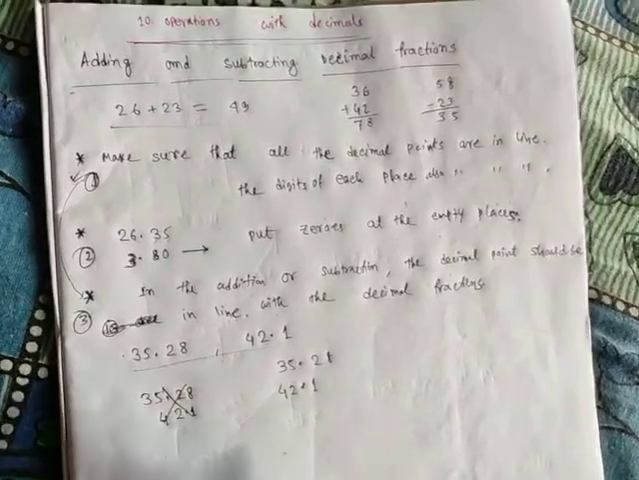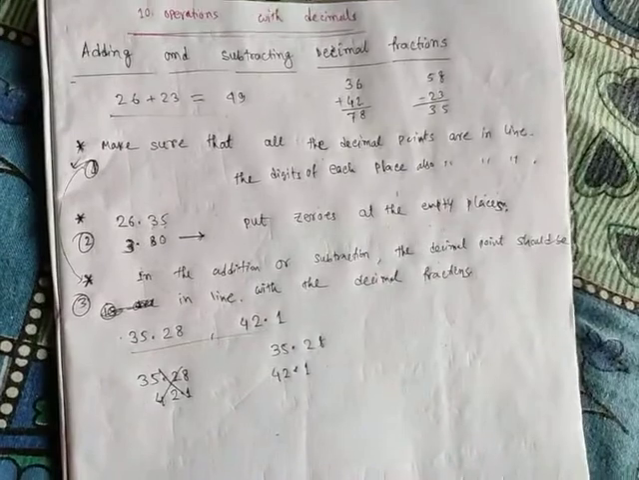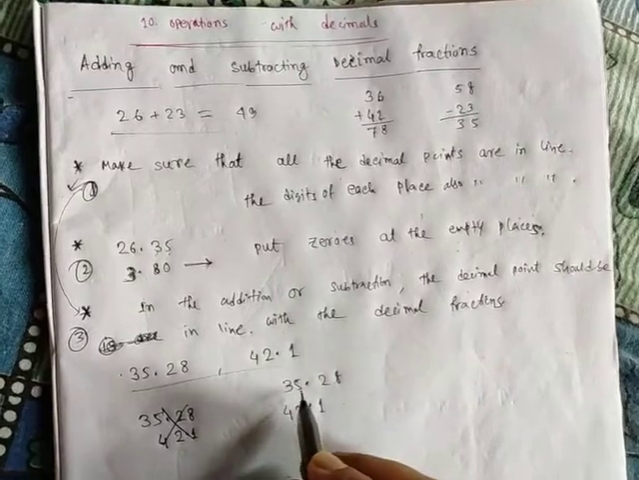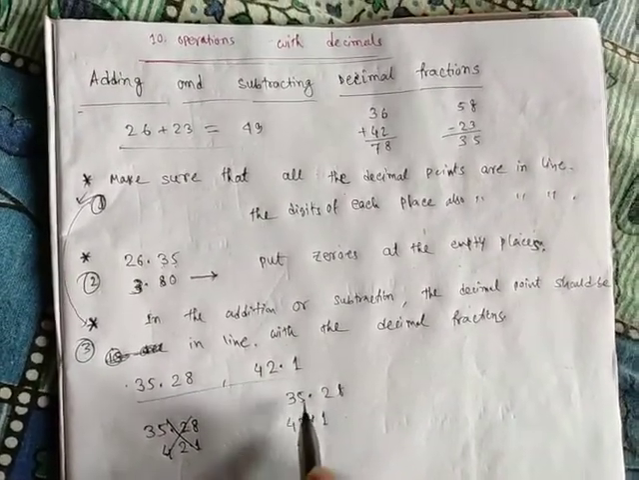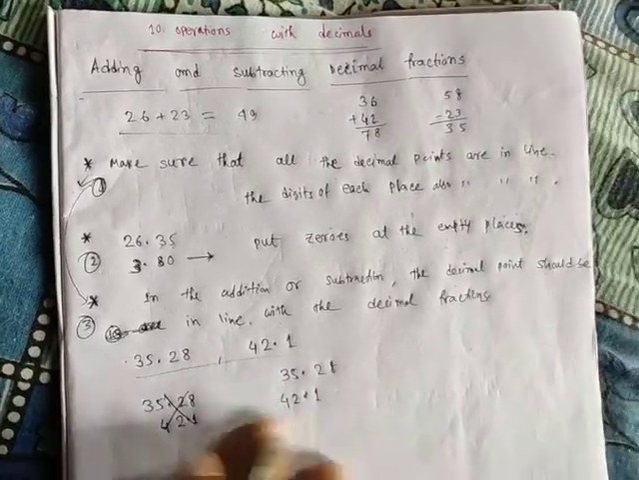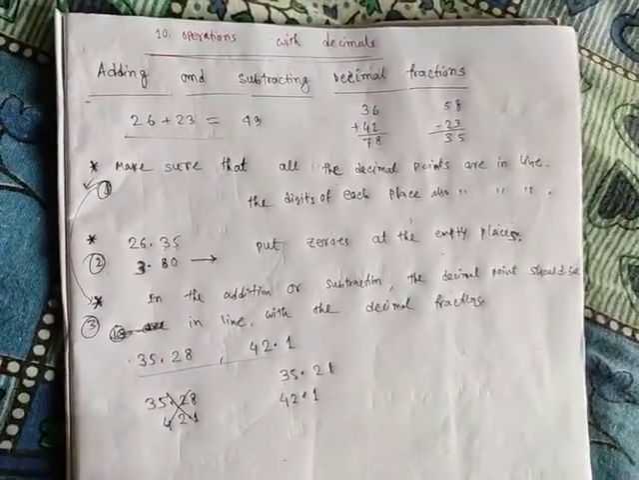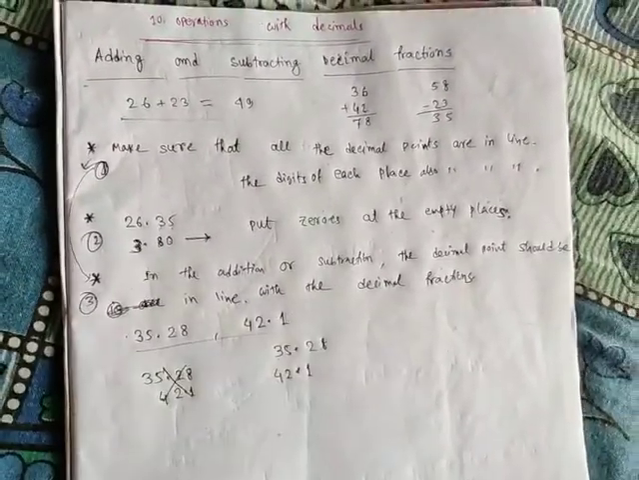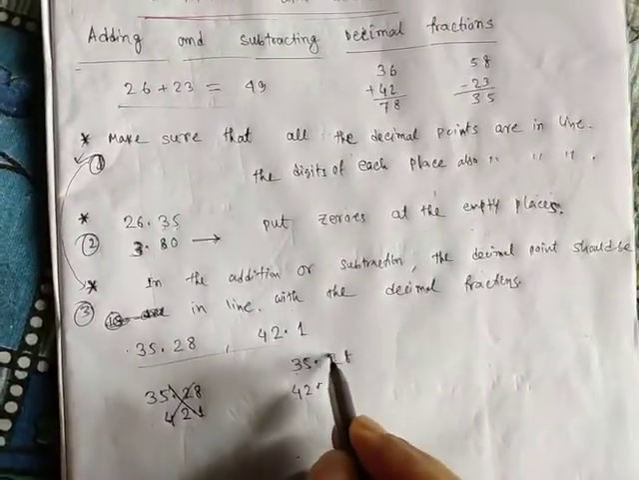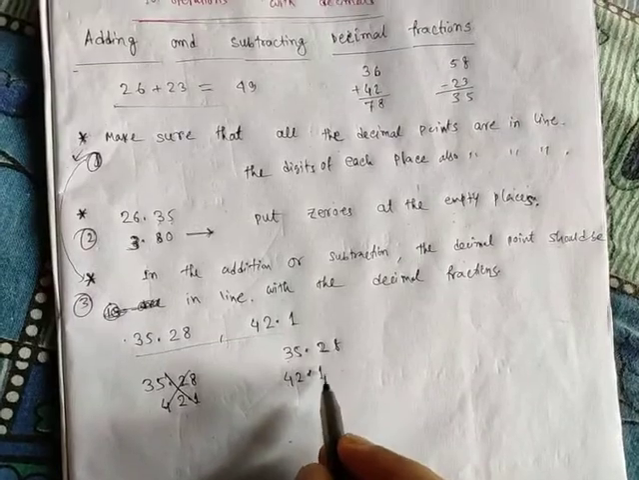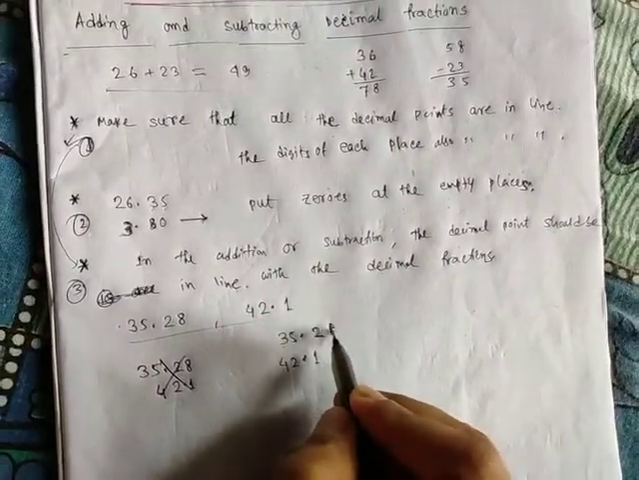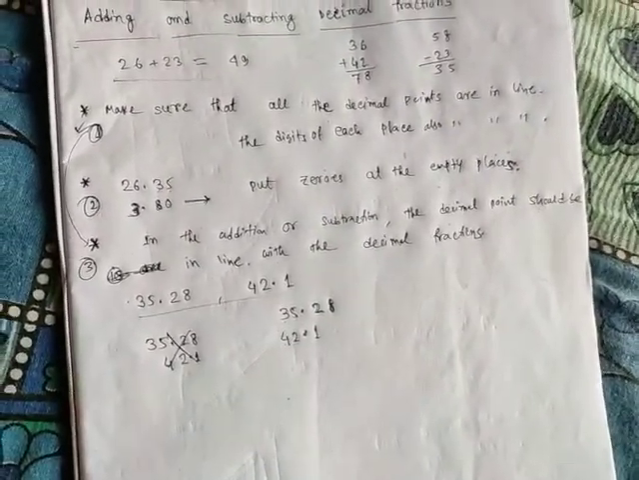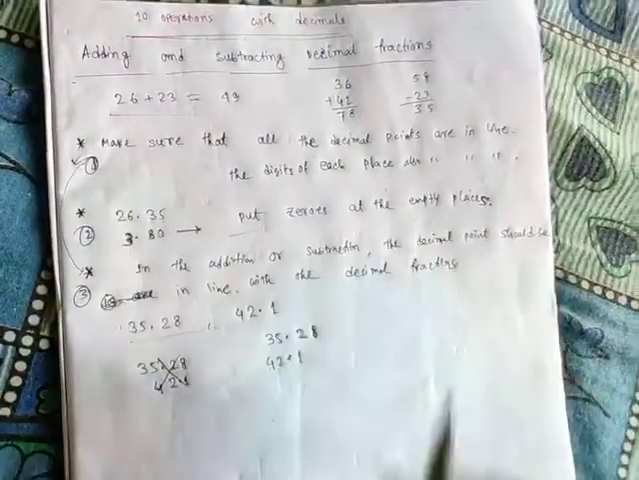Okay. Next point: put zeros at the empty places. So see here, for the integral part, the whole part, ones place 5, ones place 2, tens place 3, tens place 4. So this is the same, and no problem with that. But come to the decimal part. Here for the tenths place you have 2, and here for the tenths place you have 1. But here you have the hundredths place as 8, but here you have no hundredths place digit. So that is the second point. Put zeros at the empty places.